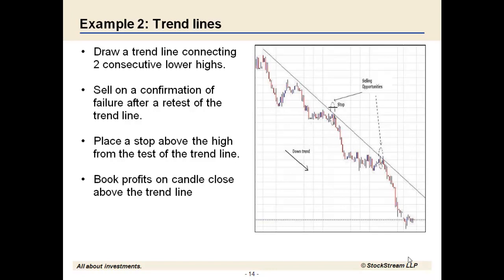We put the stops on the highs formed before the failure at the trend line and look to book profits on a break above the trend line. In this example, we sell after a reversal candlestick pattern is formed after a test of the trend line and place stops above the highs of the reversal pattern.